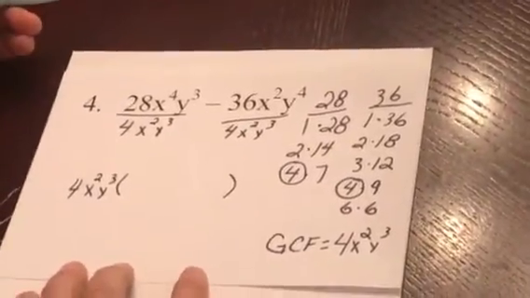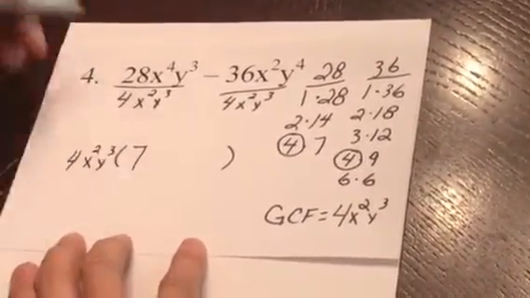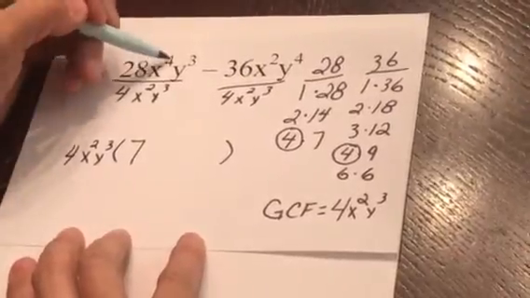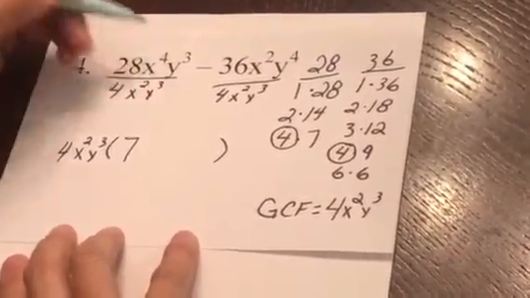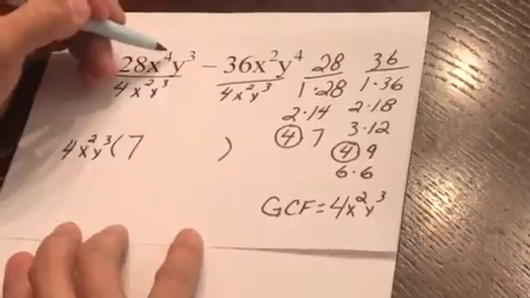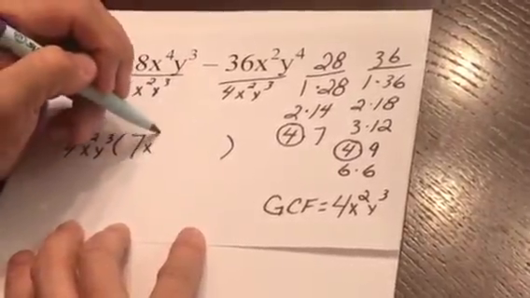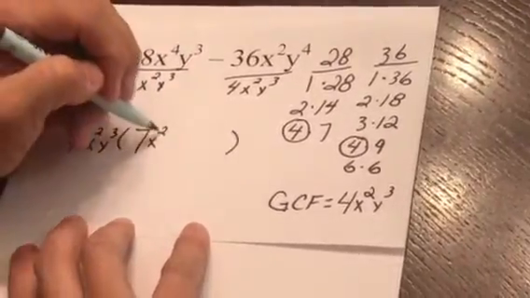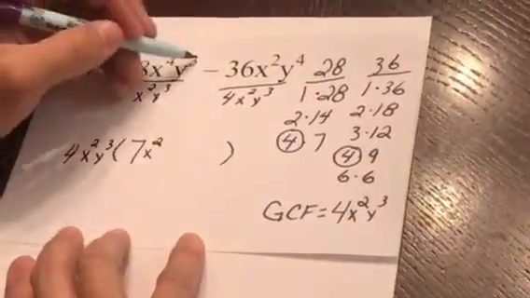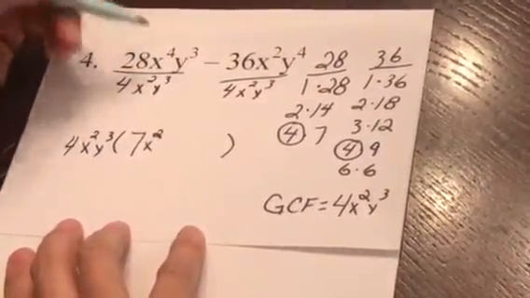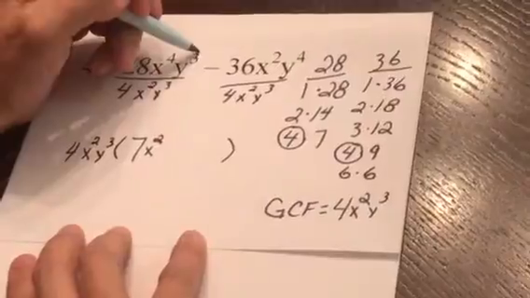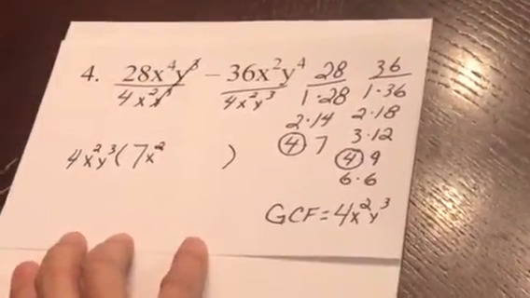28 divided by 4, 7. X to the 4 divided by x to the 2. Subtracting our exponents, 4 minus 2 is x to the 2. Y to the 3 divided by y to the 3. 3 minus 3 is 0. The y's cancel out.